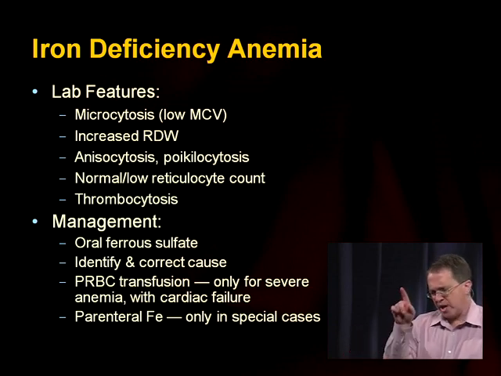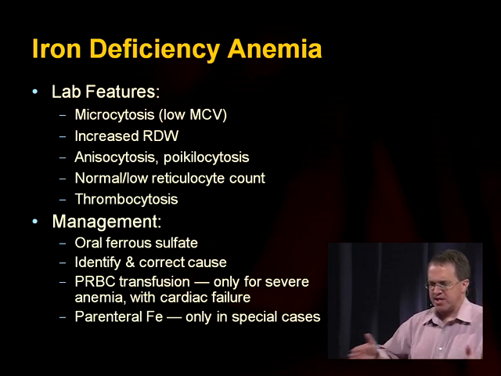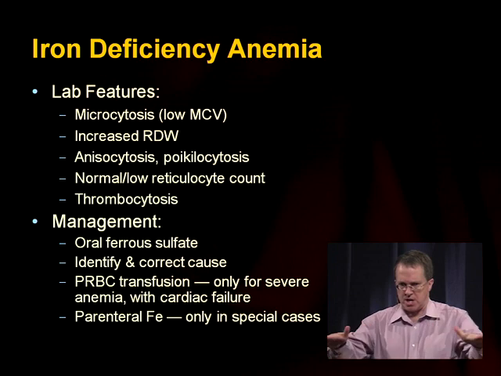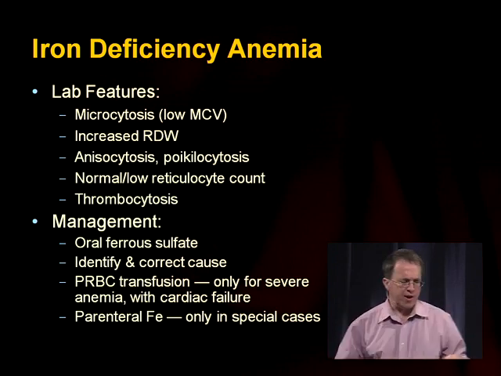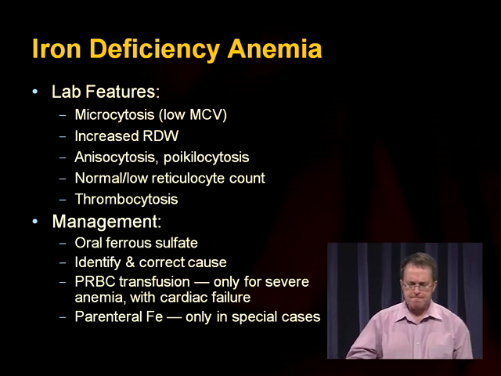So when you look at a lab report and you see the RDW is higher than normal, that means you've got cells of a lot of different sizes. That distribution, instead of being narrow, has become much wider. And again, that's going to be classic for iron deficiency anemia. Anisocytosis, poikilocytosis, again, variation in size and shape.